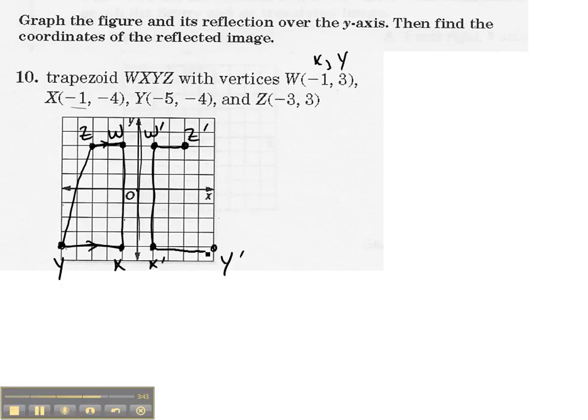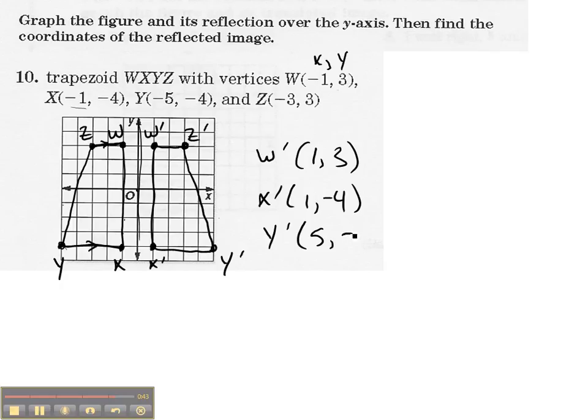And the reflected trapezoid is just the original image flipped over the y-axis, just as if the y-axis were a mirror. But it also asks us to find the coordinates. So the coordinates would be W prime is at 1 in x, 3 in y, 1, 3. X prime is at 1, -4. Y prime is at 5, -4. And Z prime is at 3, 3.